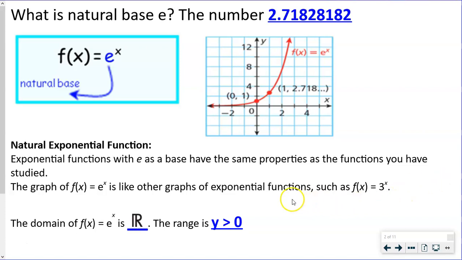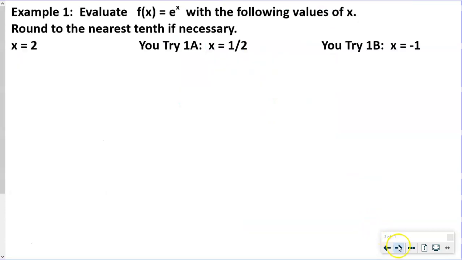So the domain, as you can notice here, is all real numbers, because it's going left and it's going right, and it's going to continue to do so. Whereas the range is going to be y is greater than 0, because it's going to approach that asymptote y equals 0, but it will never reach it.